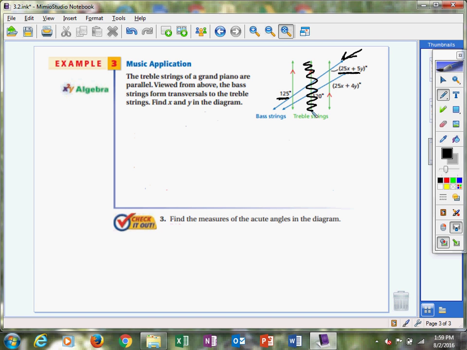And we know that they are equal. So we're going to write that out. 25x plus 5y is equal to 125. And that's your alternate exterior angles theorem that says that that's true. Okay, now let's focus on the bottom one.